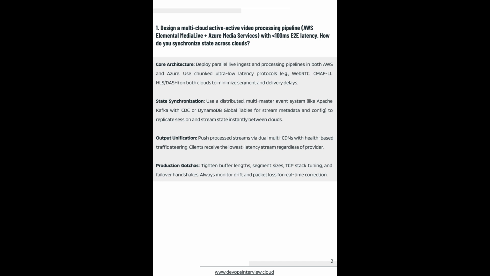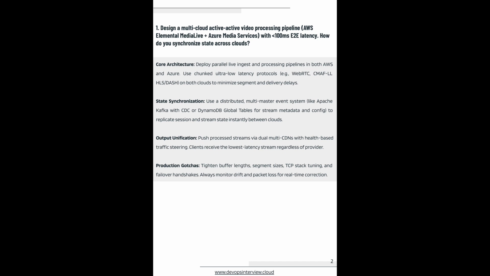Right, that sets the stage really well. But now, the big question you hinted at earlier, you've got these two independent systems, AWS and Azure, running in parallel, both active. How on earth do you keep their state, what they know about the stream, perfectly in sync? Especially when, like you said, every millisecond matters for that seamless failover. This sounds like the really tricky part.